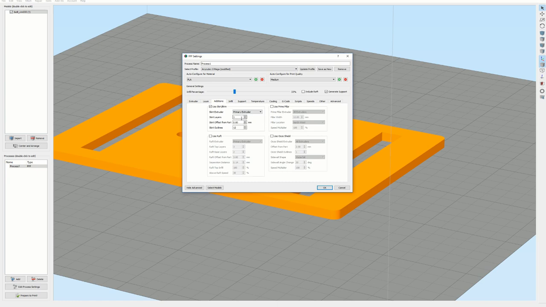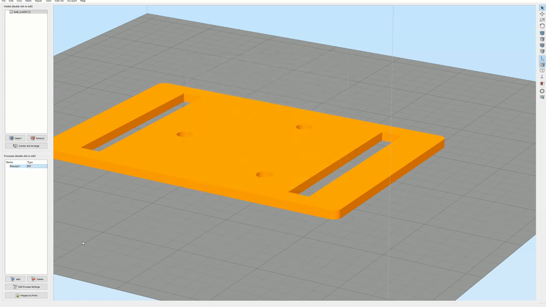So my skirt layers, this is the height of my skirt. There will be only one layer of height. Then my skirt offset from the part, it will be 0.00. The reason is that I want it to directly attach to the part. And then the skirt outlines, well, in this case I took 12 outlines. This means that there is just a fair enough amount of skirt beside my part.